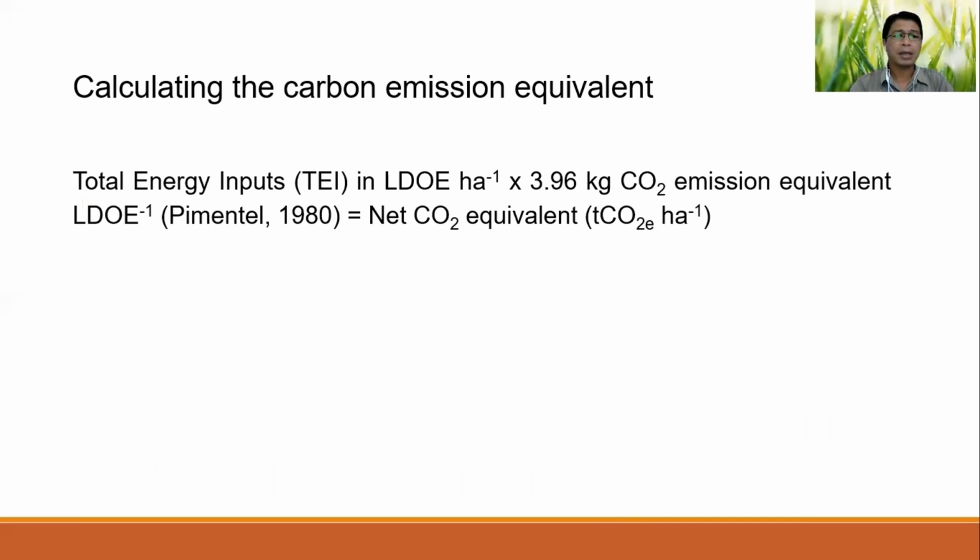Finally, after having the total energy input in LDOE per hectare, it is multiplied by 3.96 kilogram carbon dioxide emission equivalents per LDOE, according to Pimentel, to get the net carbon dioxide equivalent, expressed in tons carbon dioxide equivalent per hectare per agroforestry system.